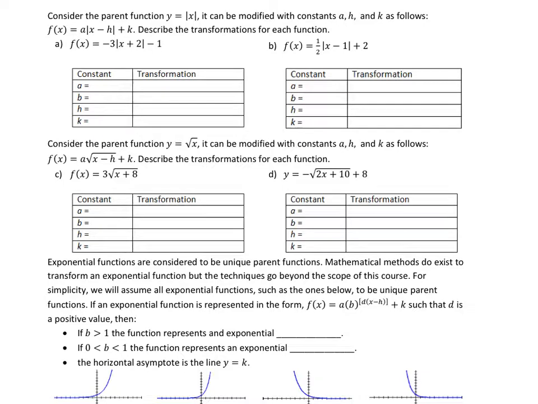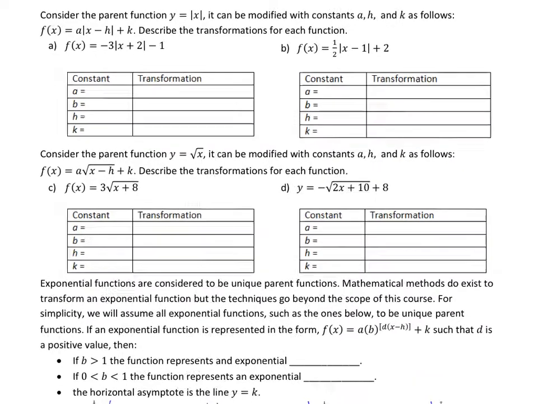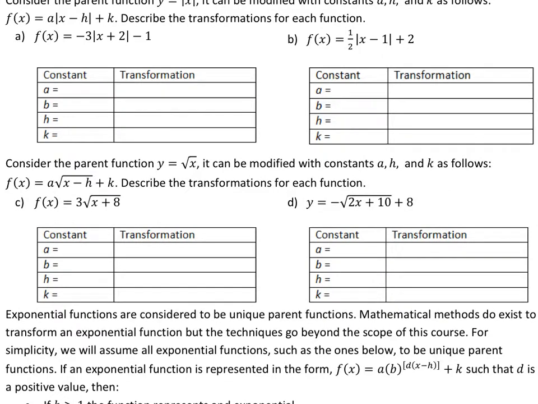On the back side, consider the parent function y equals the absolute value of x. It can be modified with constants a, h, and k as follows. f of x equals a times the absolute value of x minus h plus k. Describe the transformations for each function. Now notice in this, we're really not working with b, so don't scribble it out, but just make a line through it. We don't need to be concerned about b right now.